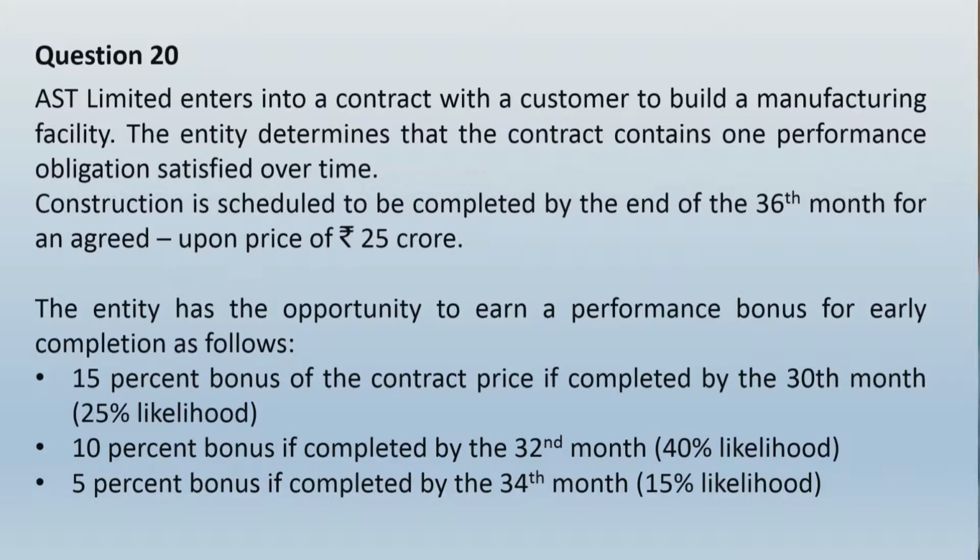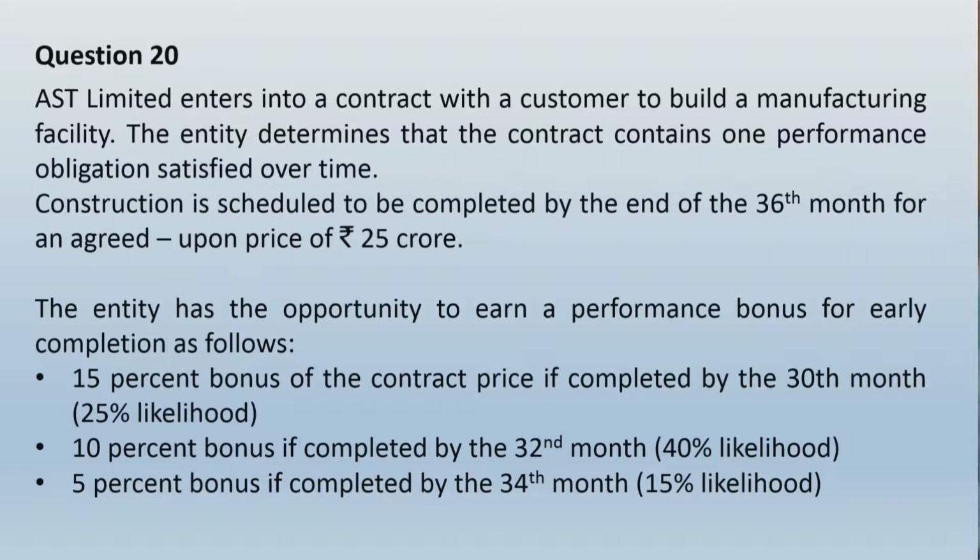Construction is scheduled to be completed by the end of the 36th month for an agreed upon price of rupees 25 crore. The entity has the opportunity to earn a performance bonus for early completion as follows: 15% bonus of the contract price if completed by the 30th month, which has 25% likelihood, 10% bonus if completed by the 32nd month, that is 40% likelihood, and 5% bonus if completed by the 34th month, that is 15% likelihood.